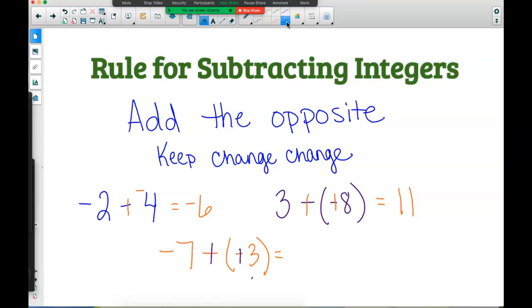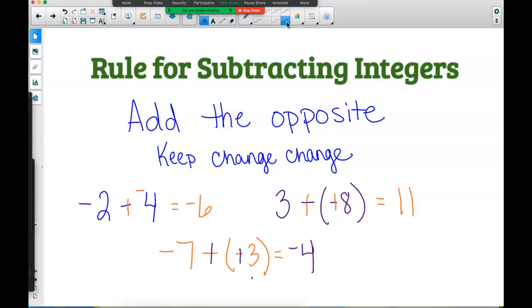They are different signs, so different signs subtract. 7 minus 3 is 4. Keep the sign of the bigger number. So it's negative 4. How are we feeling about that? Are we okay with getting rid of subtracting and just making it adding?